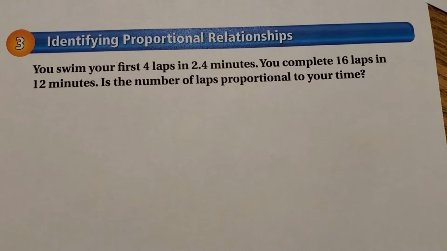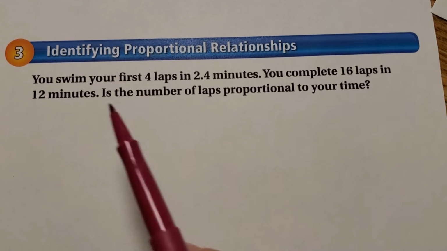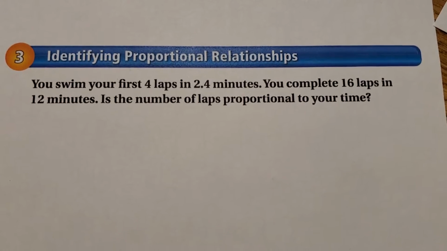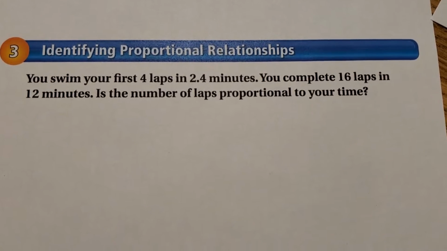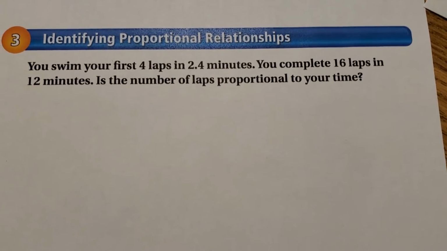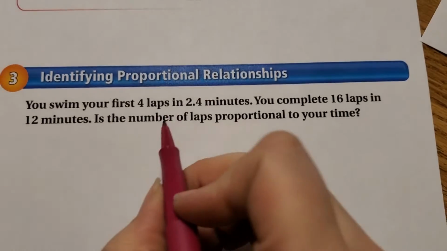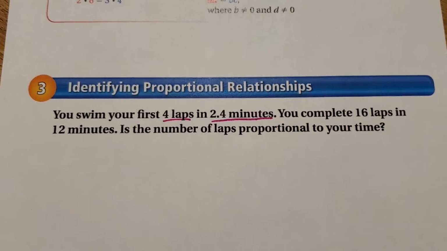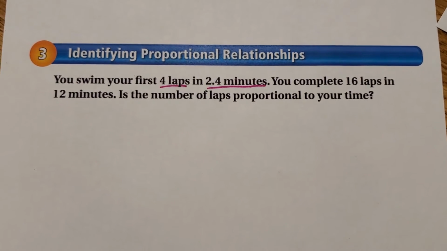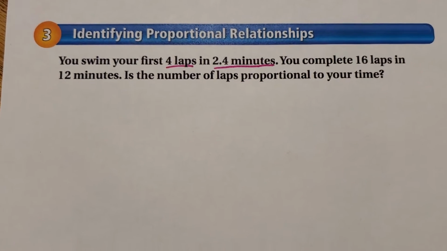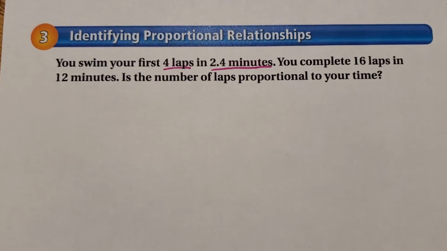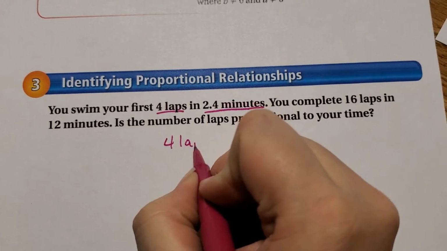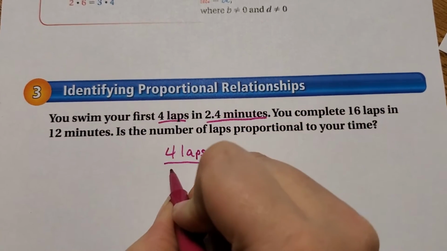So the important information for us, it says you swim your first 4 laps in 2.4 minutes. You complete 16 laps in 12 minutes. Is the number of laps proportional to your time? Okay, so very first part is 4 laps, 2.4 minutes. You should be thinking, that's 2 pieces of information. That sounds like I need to write that as a ratio. So you need to take that information and write it as a ratio.